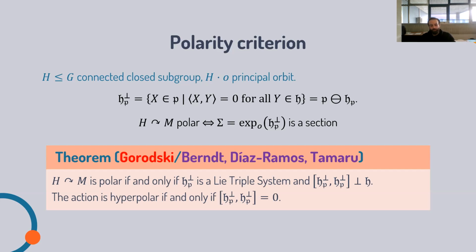As a last remark, notice that while this may seem like a fully algebraic condition, remember that we need to meet some topological constraints before. Working with Lie algebras is exactly the same as working with connected subgroups, but we need to know a priori that the connected subgroup that we're working with is already closed. And also, we need to guarantee that the orbit through the origin is principal. If it weren't, there are other criteria for checking polarity in these cases, but what we can also do is simply change our base point, which corresponds to taking a conjugate of H. So the problem here would be, in reality, to determine whether H is closed or not.